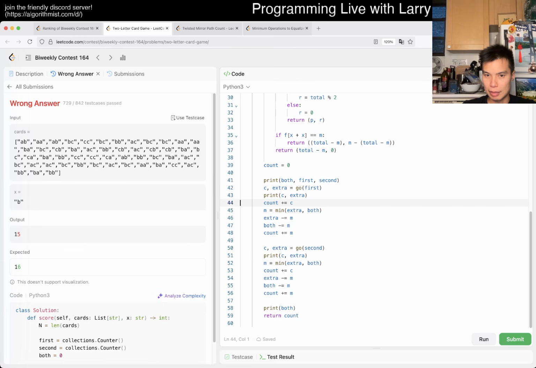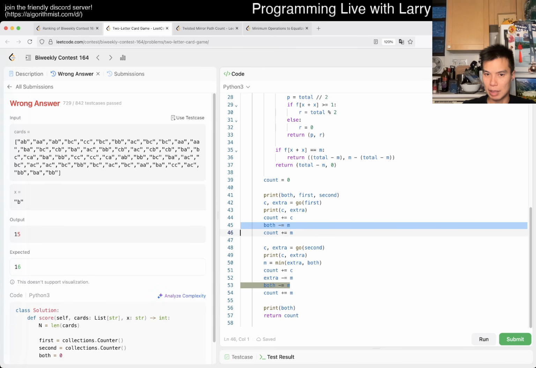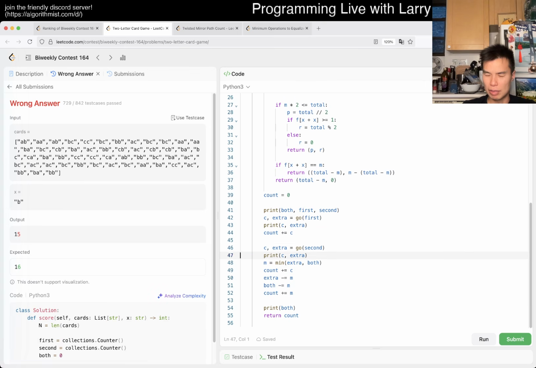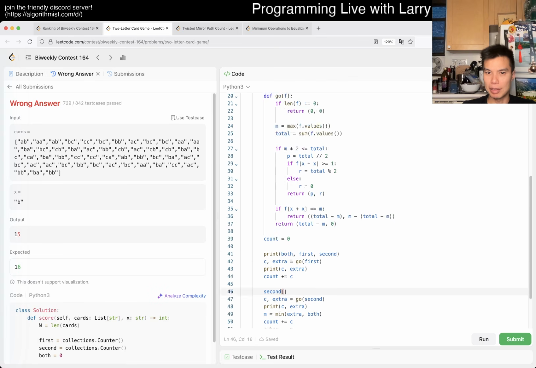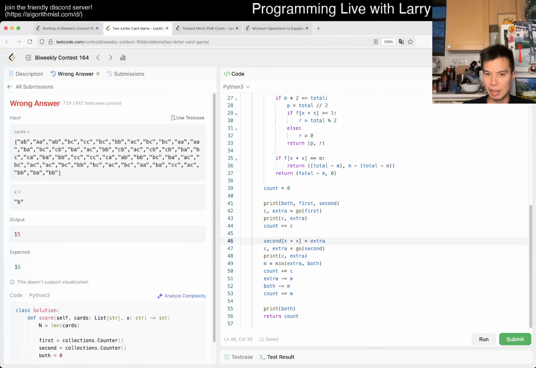Yeah, let's not write that for now. We don't care about extra anymore. We don't care about both anymore. Extra is what we pass down. What is m? Oh, that's the match, so we don't. Otherwise, then now, so second, maybe I could write this differently. Second x plus x is equal to extra, and then we do the matching here.